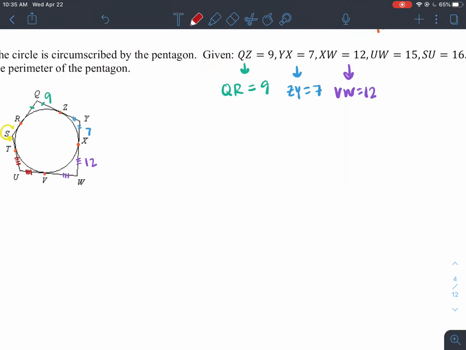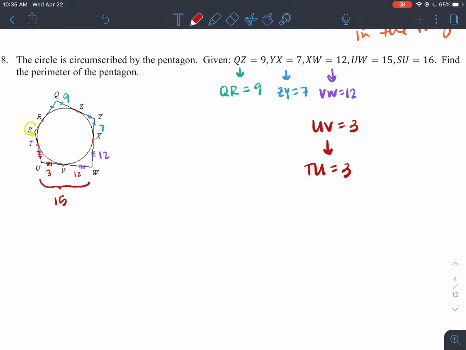And then, UW, this one's a little trickier. UW is the whole thing. That's 15. If VW was 12, that means UV has to equal 3. And then that's saying TU has to equal 3. And then our last one says, okay, well, if SU is 16 and TU was 3, that means ST is 13. That means RS is 13.